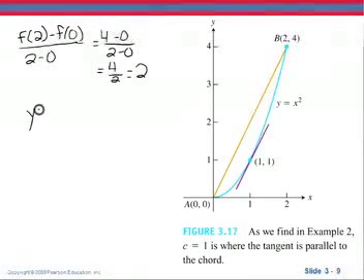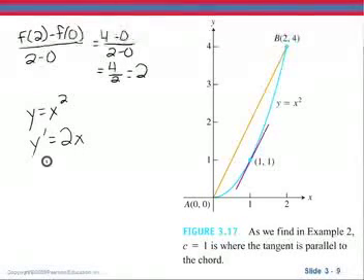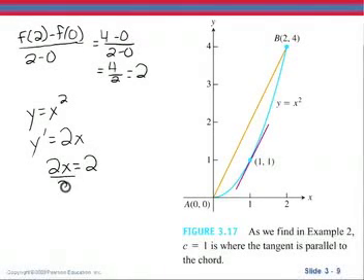Now if we have the equation y equals x squared, then y prime is 2x. So it's saying that somewhere 2x equals 2. And so when we divide, that is at x equals 1. So you can see here at the point (1, 1), that tangent line is parallel to the chord between a and b.